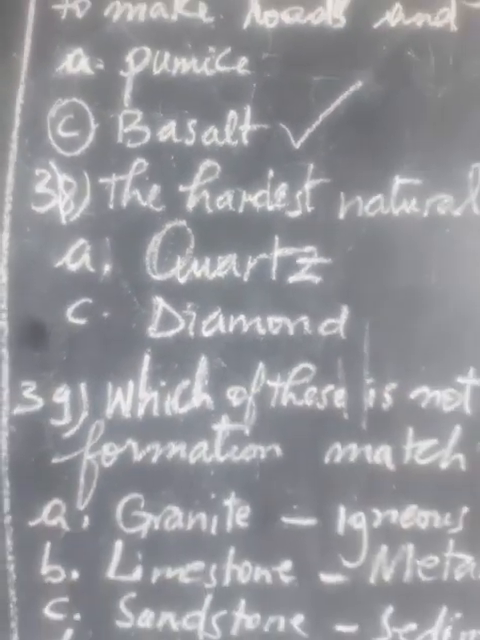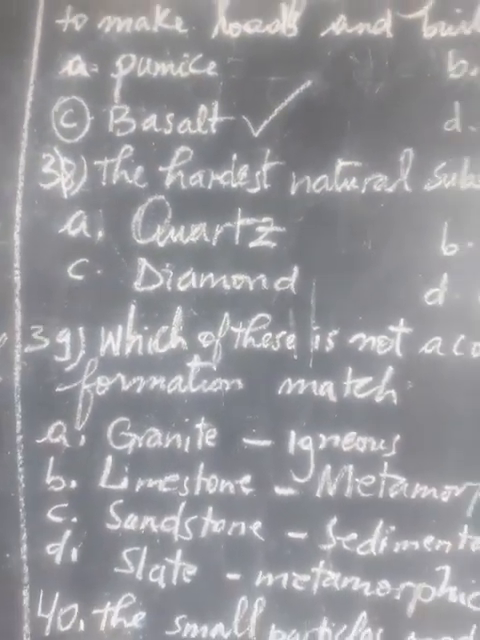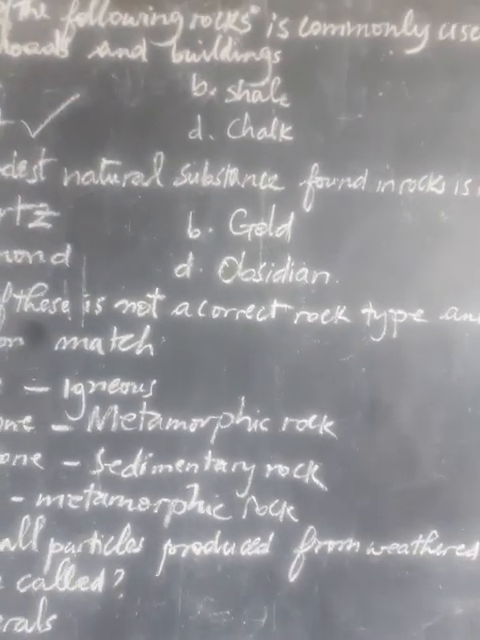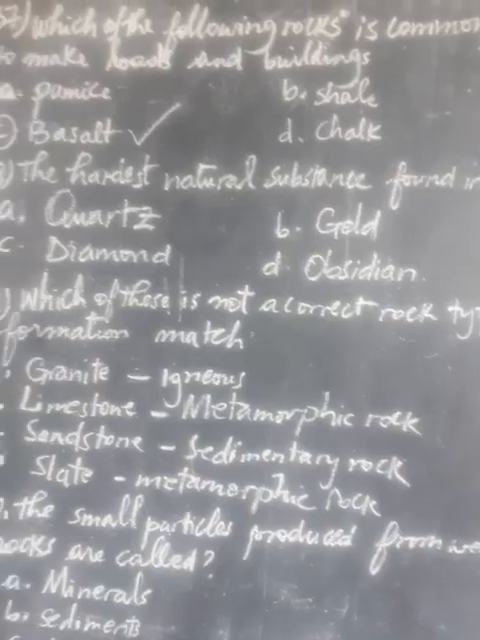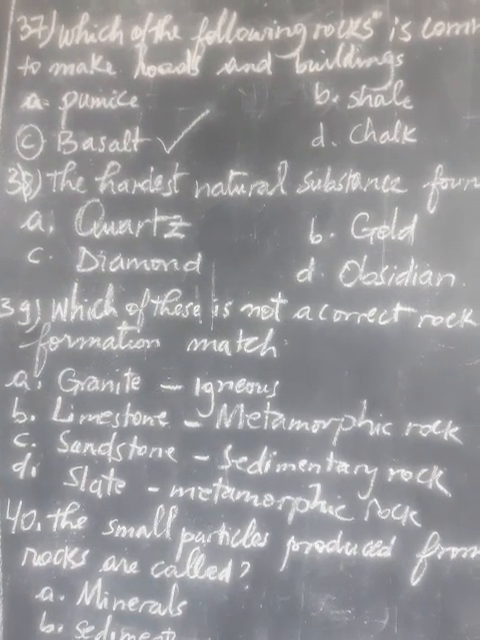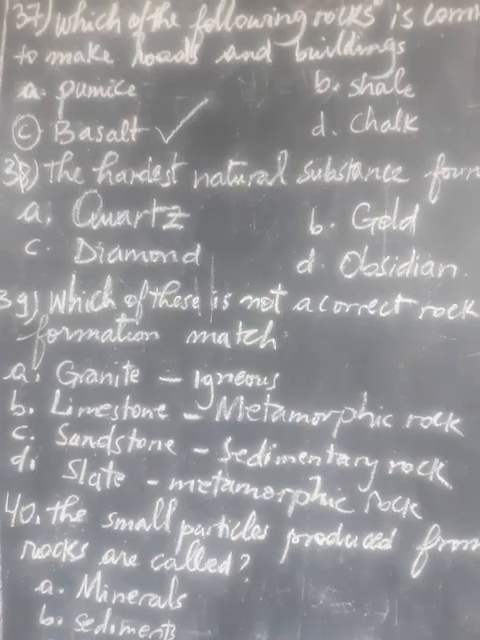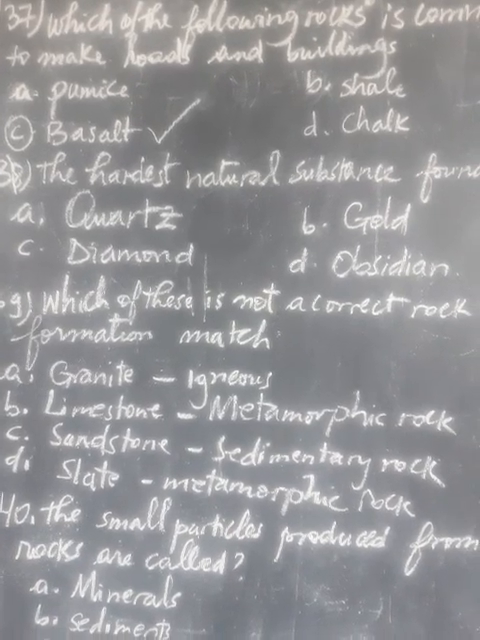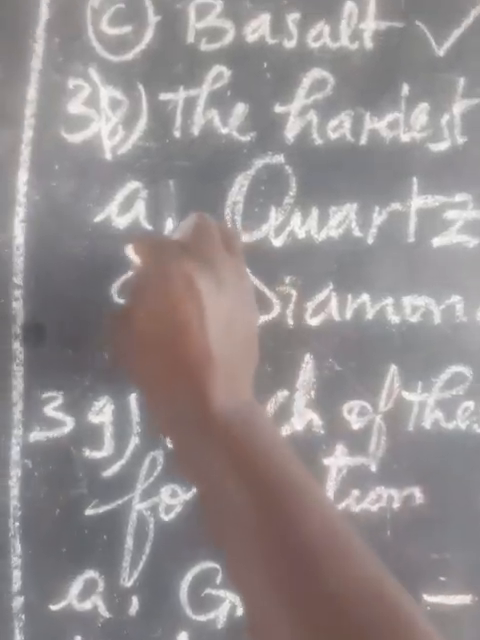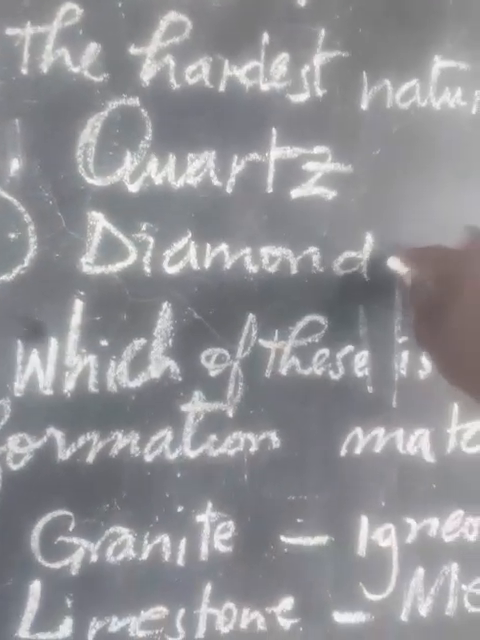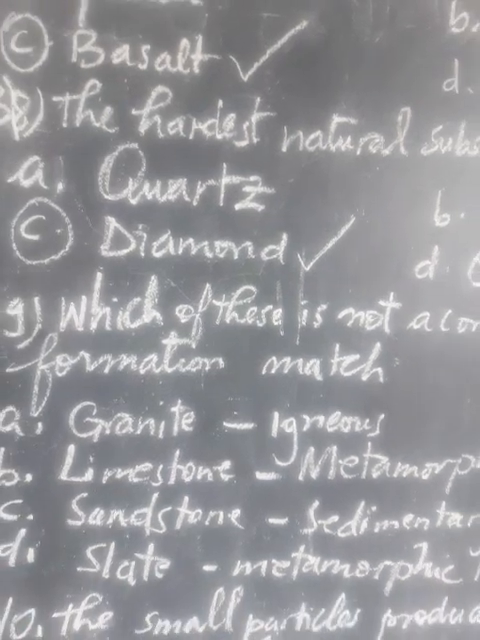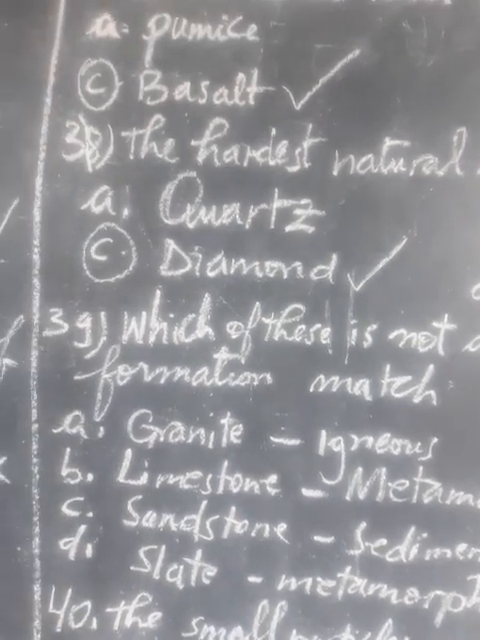Let's go to question number 38. The hardest natural substance found in rocks is A. Quartzite. B. Gold. C. Diamond. D. Obsidian. So the correct answer is C, because diamond is the hardest one. It is the hardest natural substance that is found in rock.